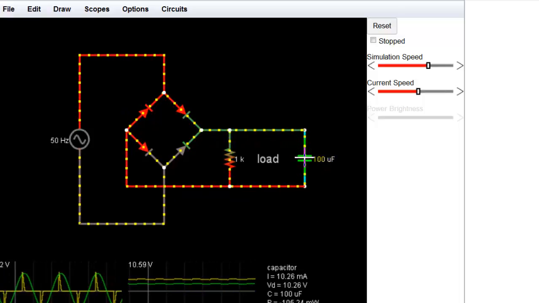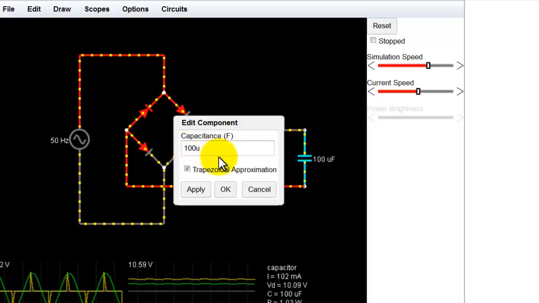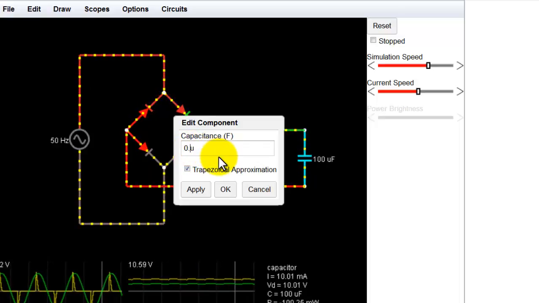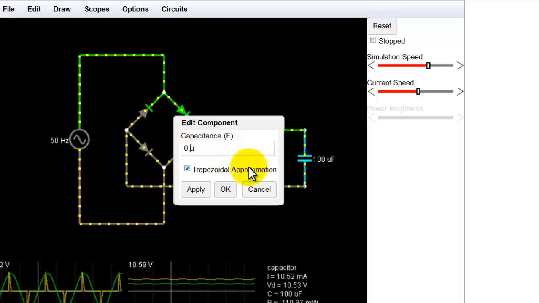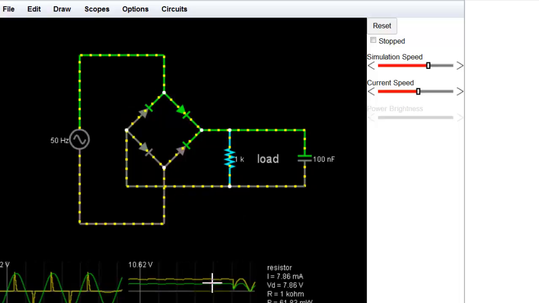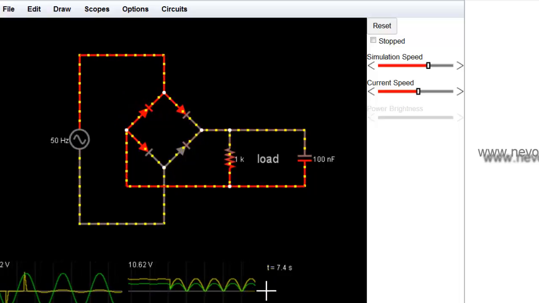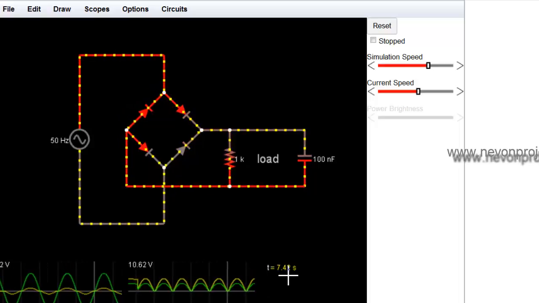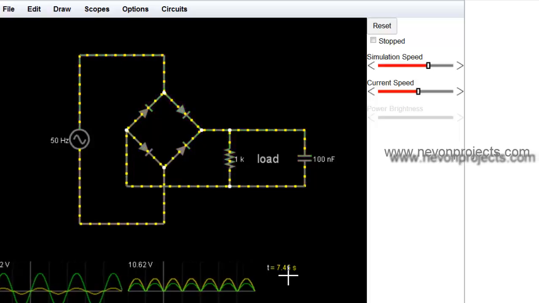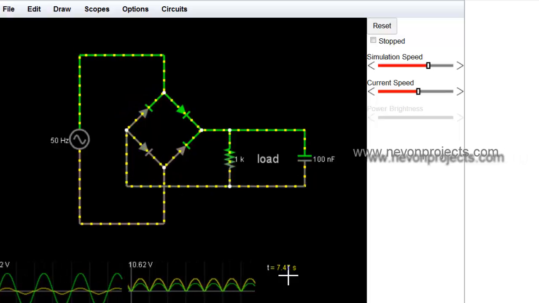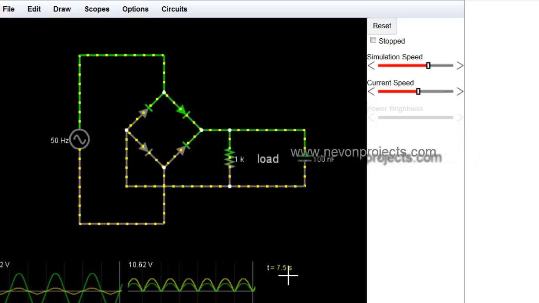So let's again try to reduce the value to what was before. That is, let us now try with 0.1 microfarad, that is 100 nanofarad. So it has again changed to a pulse DC waveform. That means the lower the value of the capacitor, the more pulsed the DC waveform we will get at the output. That is just similar to what we were getting with the bridge rectifier.